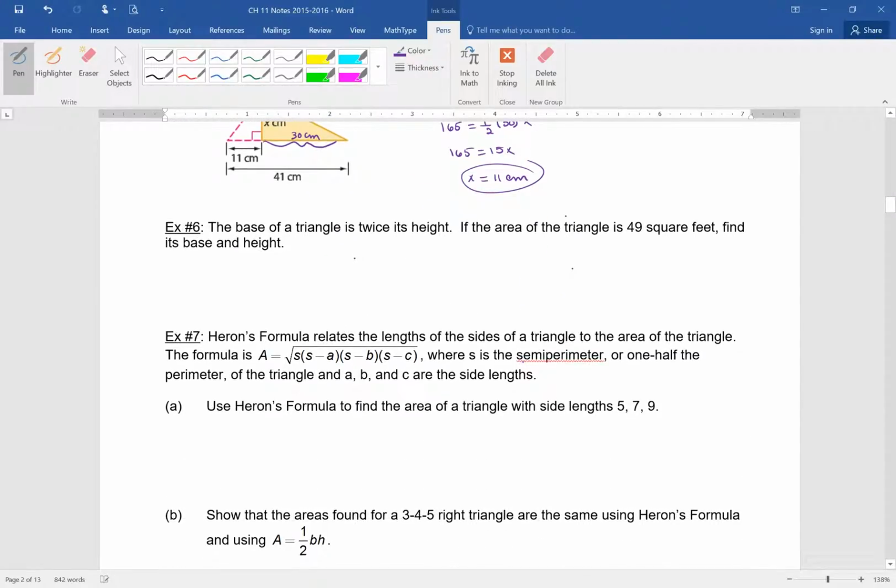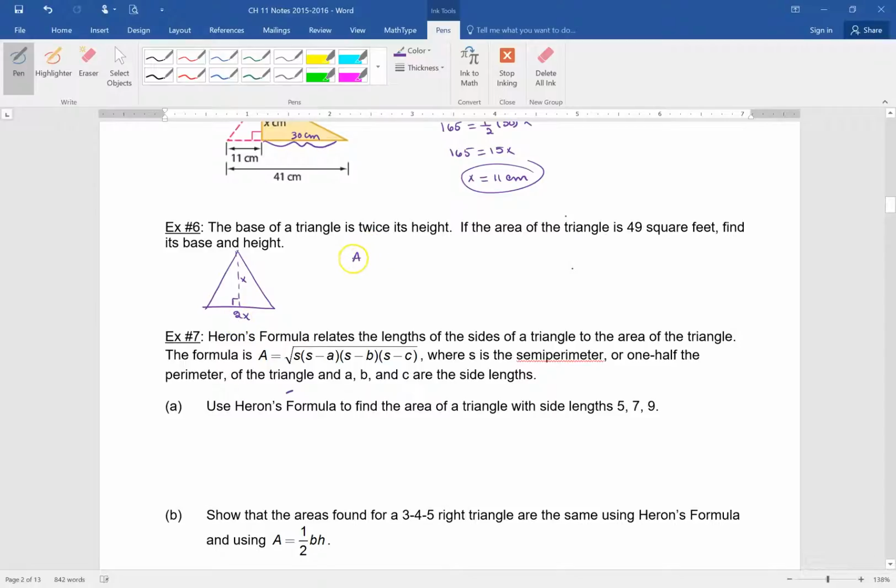Okay, one more time, one more. The base of a triangle is twice its height. If the area is 49 square feet, find the base and the height. We draw a triangle with the base and the height perpendicular. Now the base is twice the height. So if this is x, then this is 2x. And the area is 49 square feet.